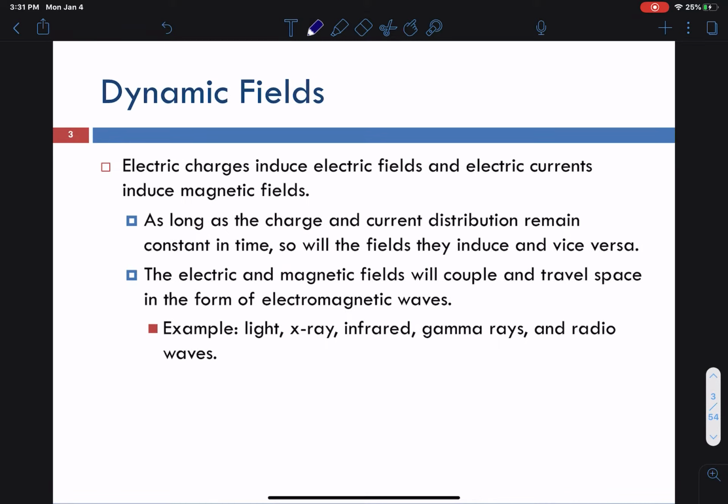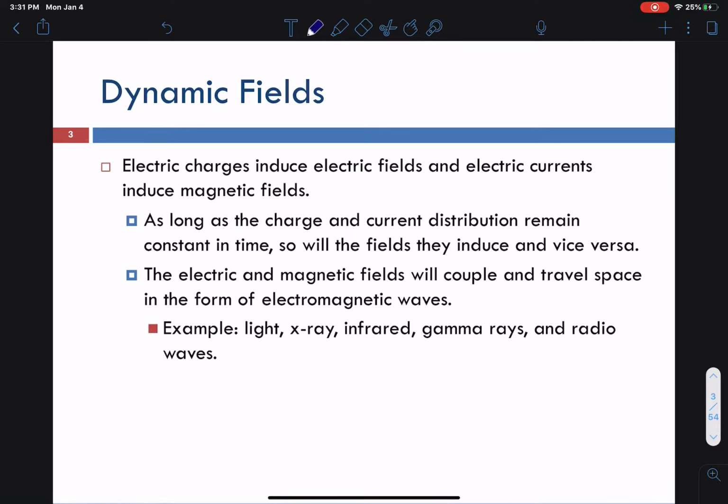When you have current, then you have a magnetic field, right? When current goes through a conductor, there's a magnetic field around it, and if that is time varying, your magnetic field will be time varying also. As long as your charge and current distribution remain constant, your magnetic field does not change either.